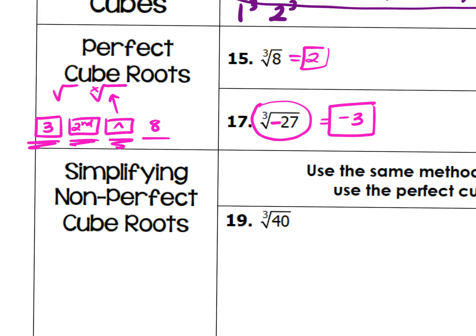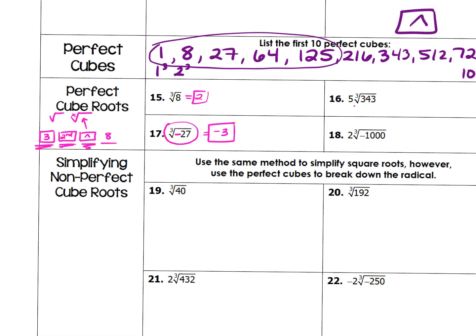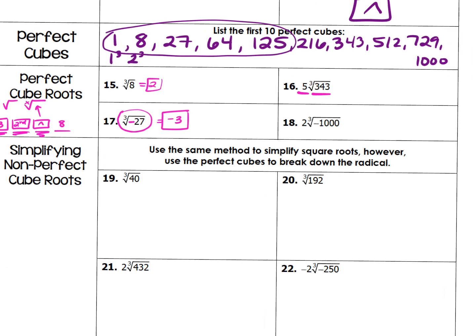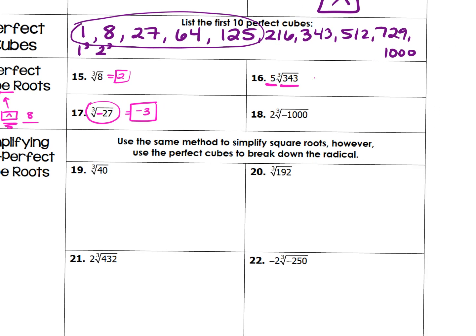Okay, 16 says 5 times the cube root of 343. So plug in the cube root of 343 in your calculator for me right now. What is the cube root of 343? 7. So really what this is saying is 5 times 7, or 35. Okay, and if you're struggling with how to get that cube root plugged in, let me know. I will gladly come show you what you're doing there.